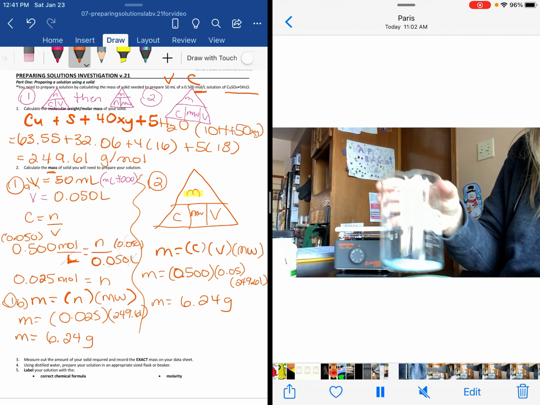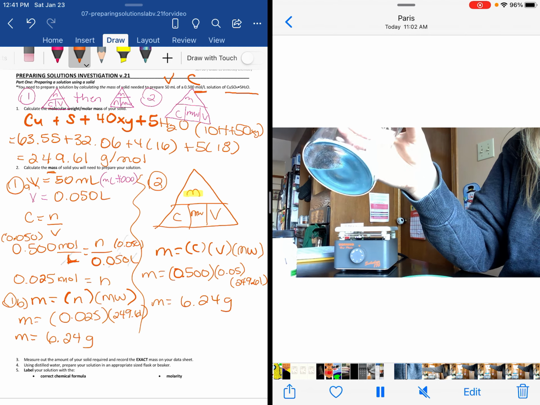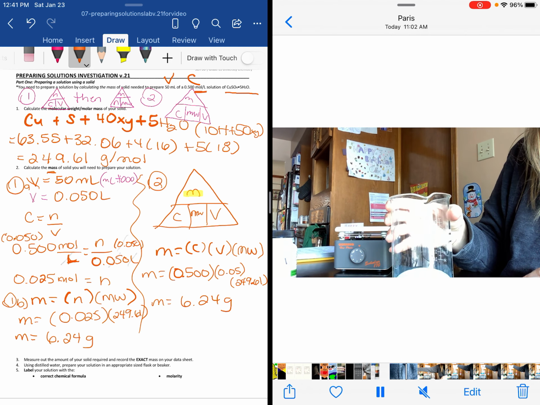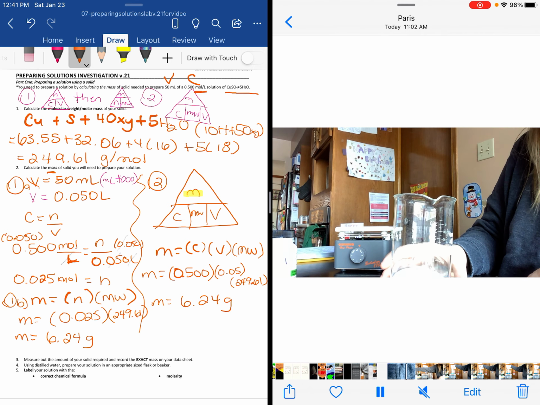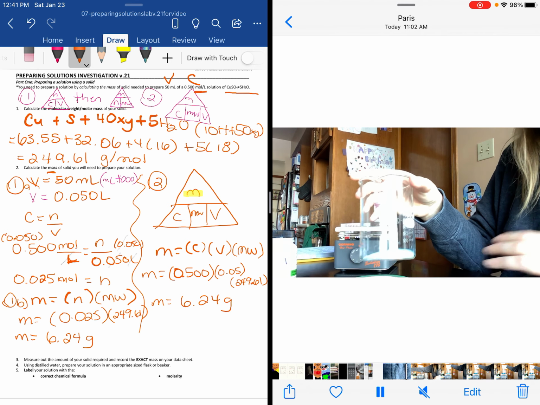So it's hard to see because of the glare of the sun, but you can kind of see the blueness of the solution. I'll tell you why when we do the second part, why I chose a solid that was blue. Normally our solids are white, but copper 2 sulfate pentahydrate is blue.